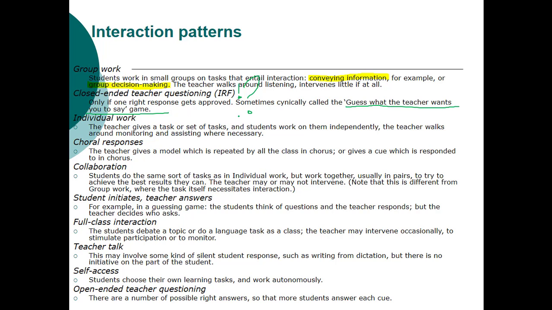Teacher, I don't get it. Could you repeat it, please? Okay. No, no, that was a technical question.